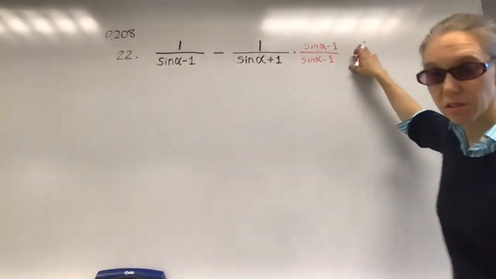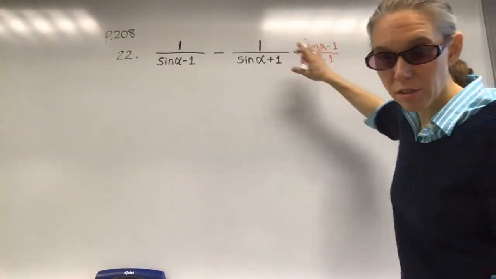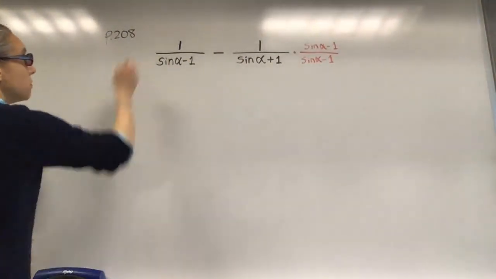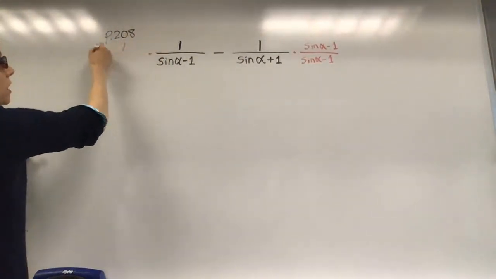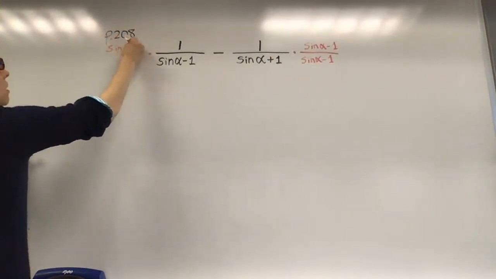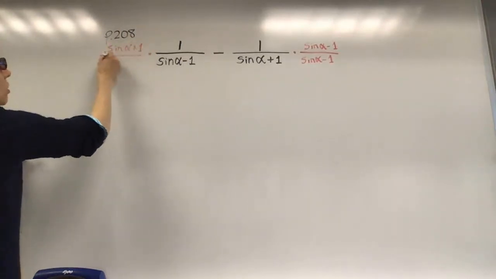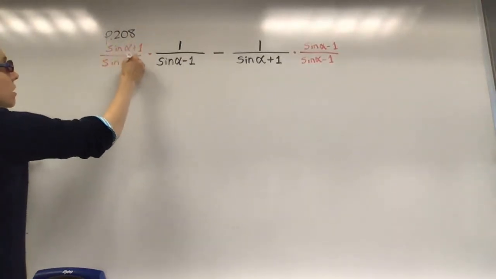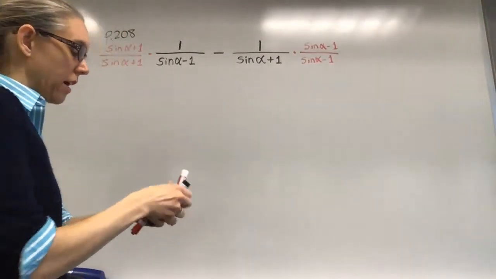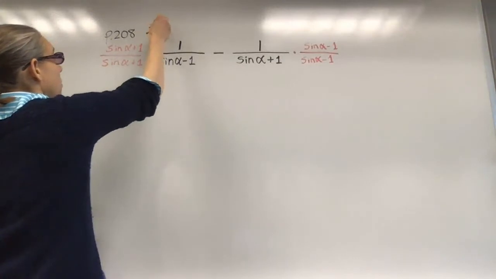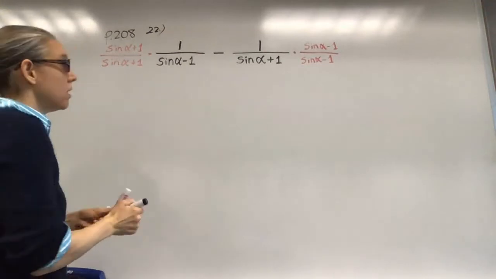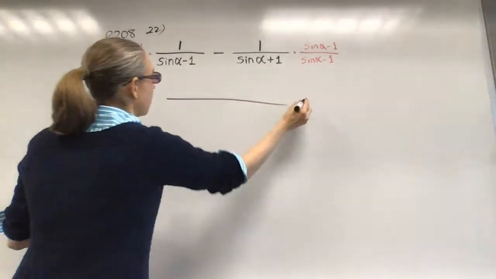Remember, with expressions, you can only ever multiply by 1. This is just a form of 1. Over here on the left-hand side, I have sine alpha plus 1 over sine alpha plus 1. So now I have a common denominator, and that common denominator is sine alpha plus 1 times sine alpha minus 1. So now we're going to combine that together.